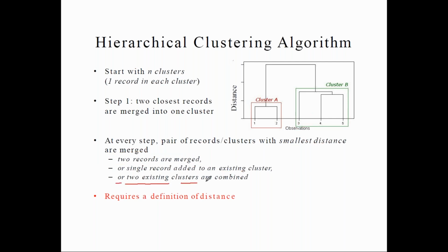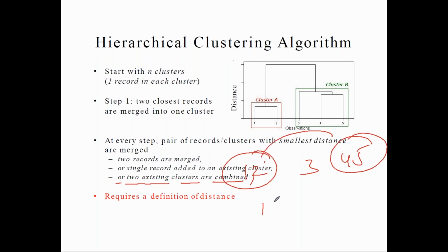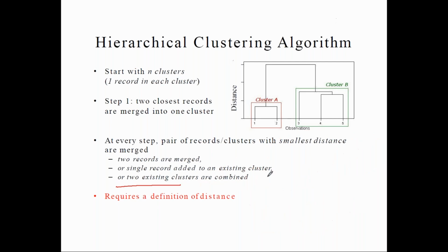There is one more option. Two existing clusters can also be combined. For example, this 4 and 5, 3 is there, 1 and 2 is there. Suppose 1 and 2 is closest to this, you can form 1, 2, 4, 5 as one cluster and 3 is left out. Like this also you can form your clusters. And the important part is your y-axis. Y-axis is nothing but your distance. So it requires a definition of distance.